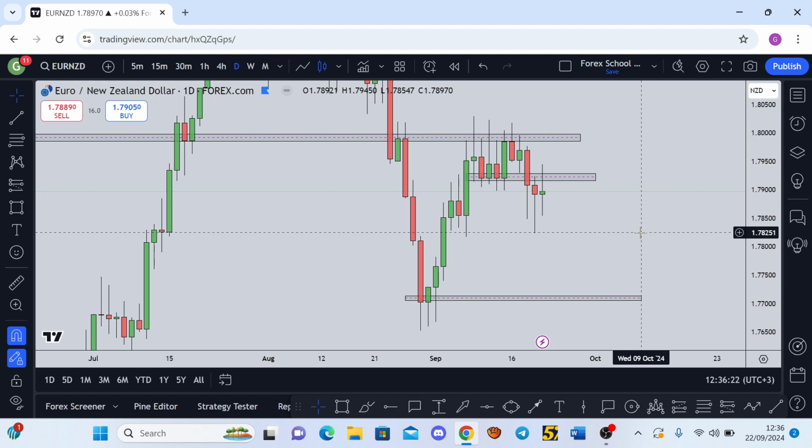If you're a day trader, you could drop down to the 1 hour, look out for quick day trading opportunities. And if you're a scalper, you could drop down to the 30 minutes and 15 minutes time frames to look out for quick scalping opportunities in the market in this EURNZD currency pair. So that's the analysis for today.